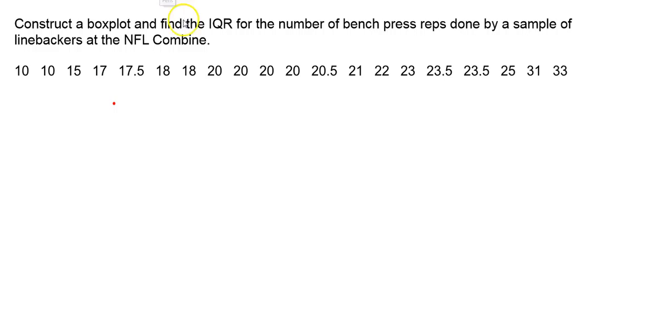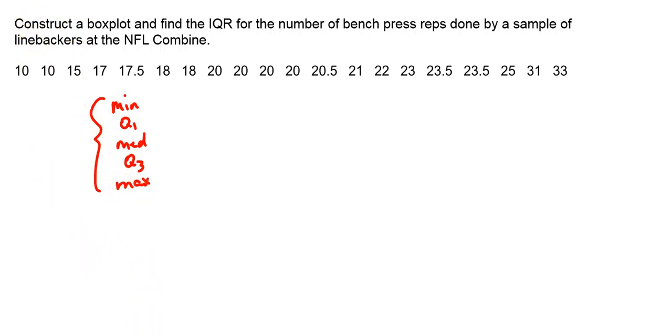So here's an example. Construct a box plot and find the IQR for the number of bench press reps done by a sample of linebackers at the NFL Combine. We want to construct our box plot, and in order to do that, we need to find our 5-number summary. We want to find the minimum, Q1, or the first quartile, the 25th percentile, the median, Q3, and the maximum. This is our 5-number summary, and this is how we're going to construct our box plot.